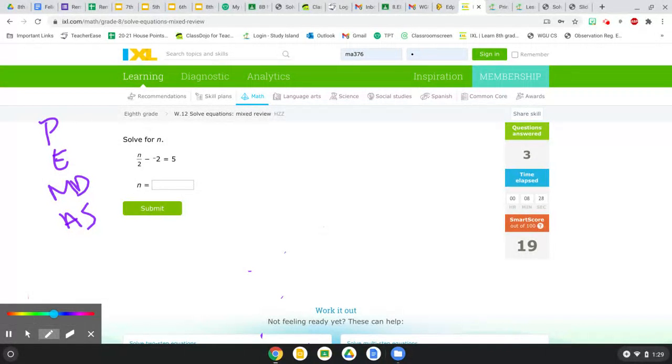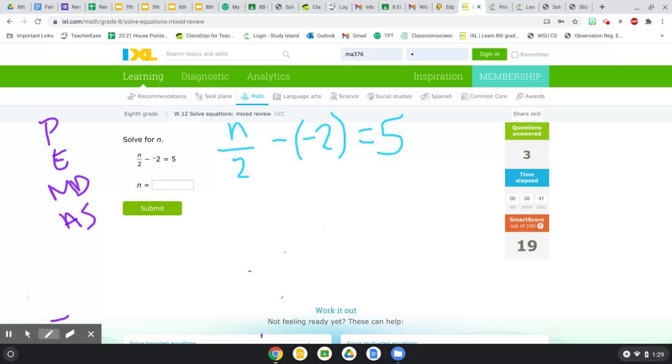Okay, so in this case, we have n divided by 2 minus a negative 2. Notice I just put parentheses around it to keep myself straight. All right, so first thing, I don't have the distributive property. I don't have like terms that I combine on my left-hand side. There's nothing that is alike there. And I don't have any like terms on my right-hand side. So I'm moving on to PEMDAS, going in reverse order.